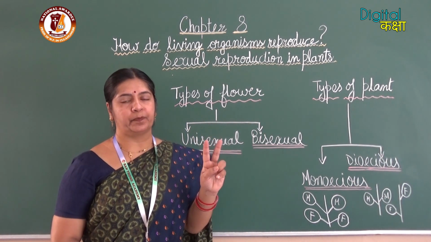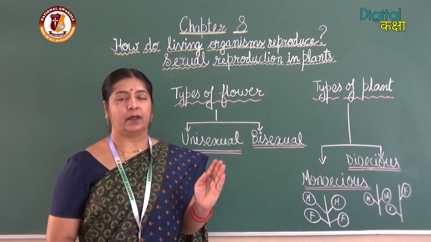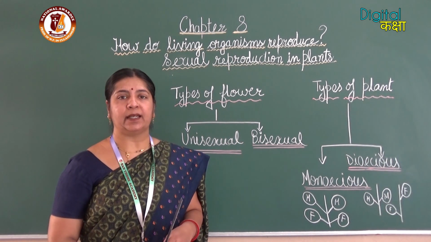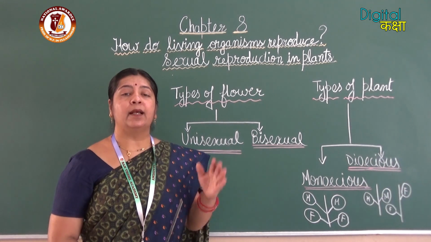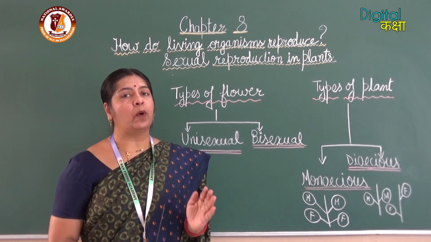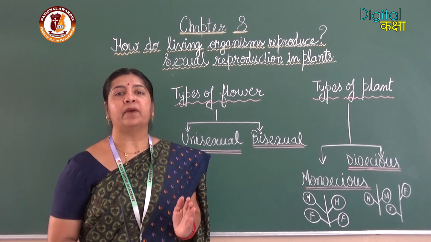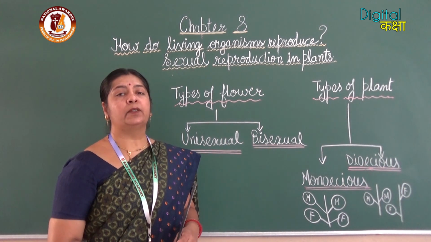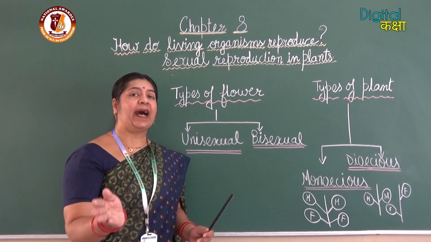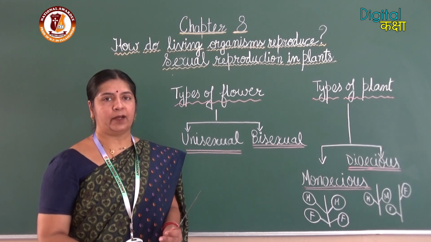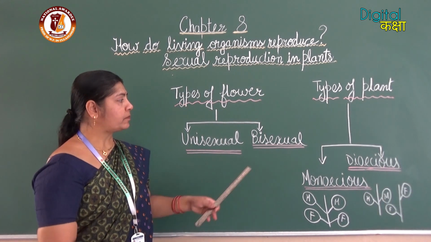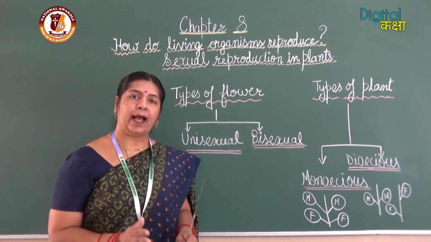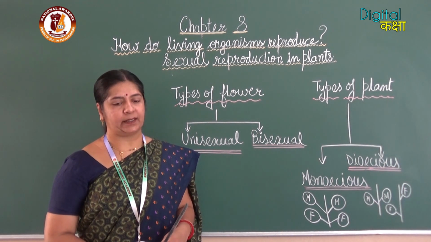Bi means two. It means in the same flower, both the male reproductive part and the female reproductive part are present. It means stamen and pistil are both present in the same flower. Then we call it a bisexual flower. So a unisexual flower has either the male or the female reproductive part, and a bisexual flower has both the male and the female reproductive parts.